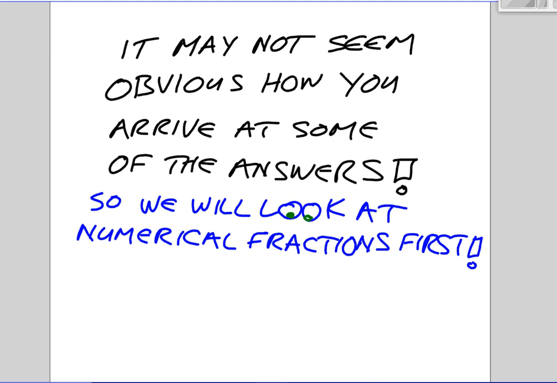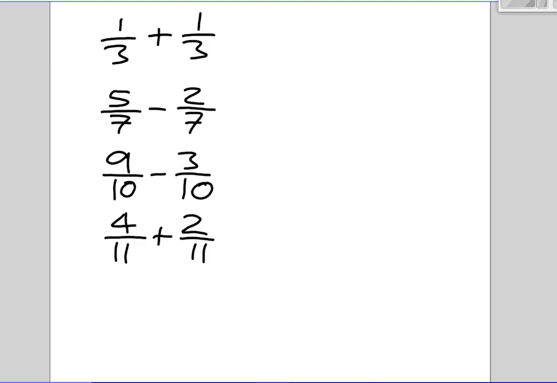So, what we're going to do is, you don't like letters. In fact, we get emails these days, we don't even get letters. So we're going to look at some fractions with numbers in them, numerical fractions. So we'll get some here, like 1 over 3 plus 1 over 3, 5 over 7 take away 2 over 7, 9 over 10 take away 3 over 10, 4 over 11 plus 2 over 11.